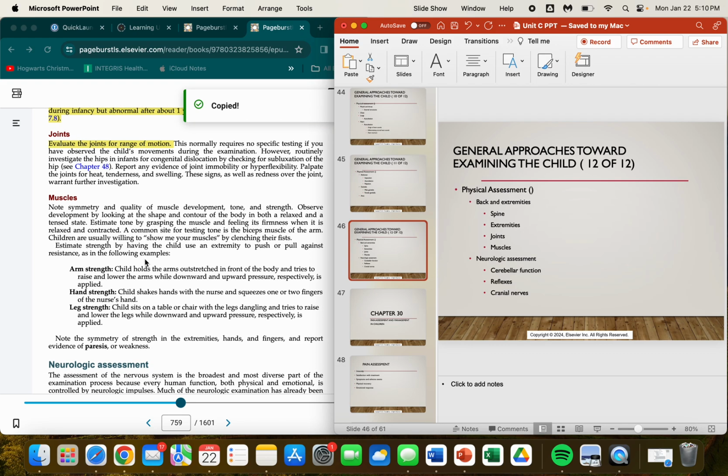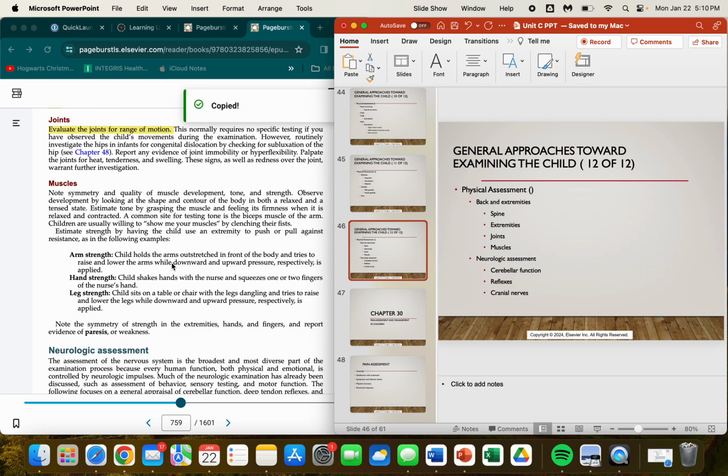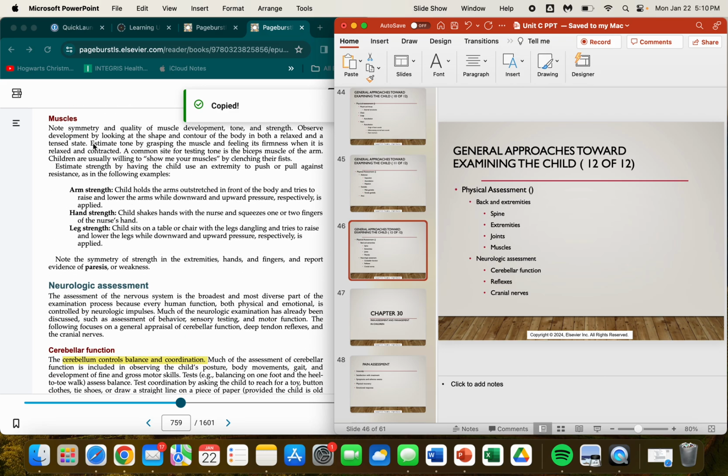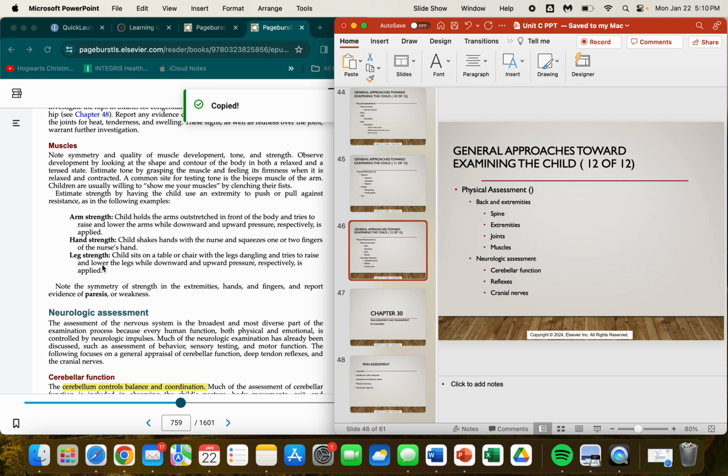Joints, we obviously want to evaluate for range of motion in joints. We want to assess for musculoskeletal function and muscle growth and ensure that the tone is occurring and developmentally appropriate. We would obviously want to note if a child has low tone or high tone.